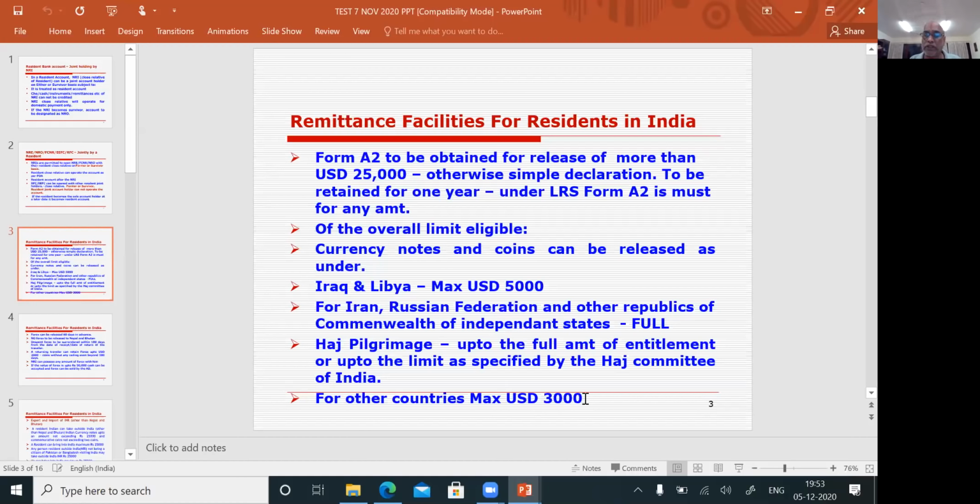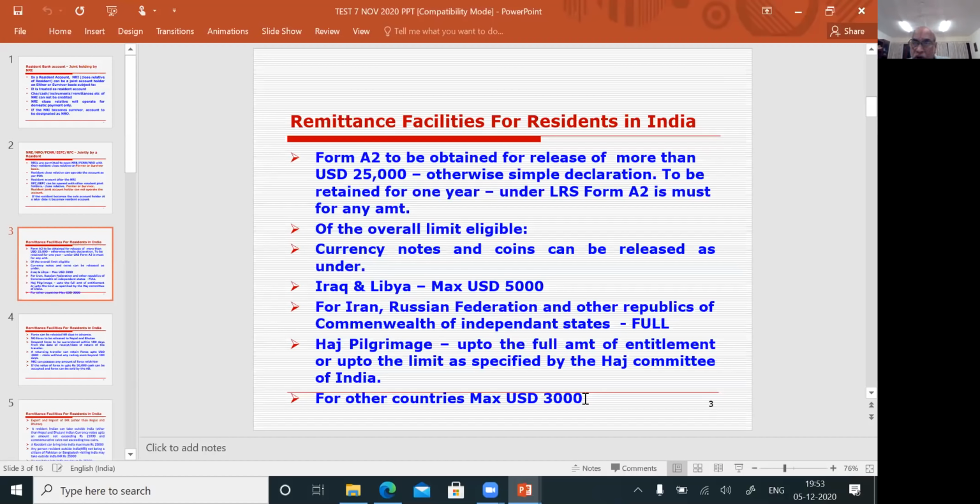So how much out of the entitlement can you release as foreign currency notes? If he is going to Iraq and Libya, maximum 5,000 US dollars. If Iran, Russia, etc., the entire amount can be given in foreign currency notes. If Hajj pilgrimage, as per his entitlement or as specified by the Hajj committee, that is the maximum forex that can be released. For other countries, maximum US dollar 3,000 only is permitted.